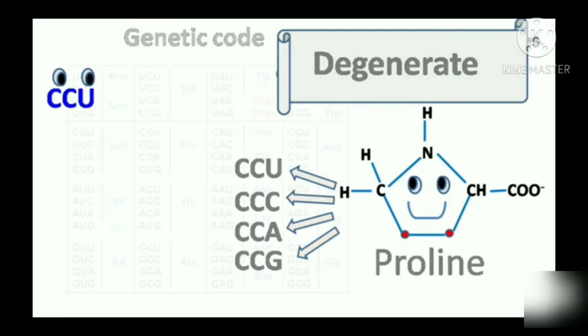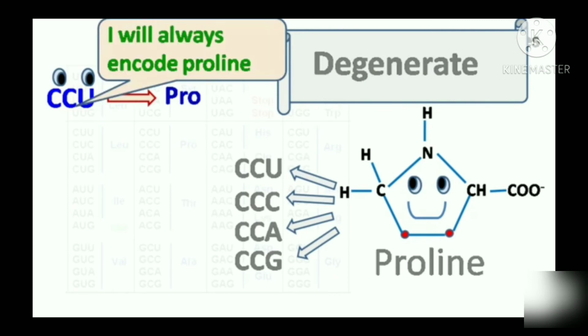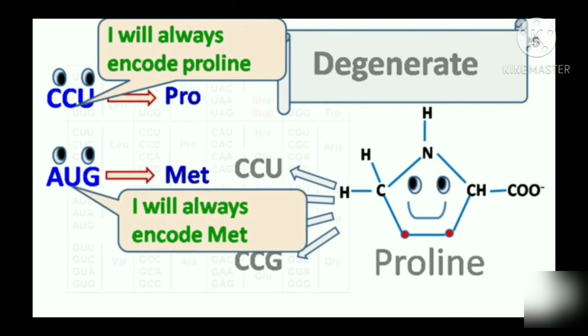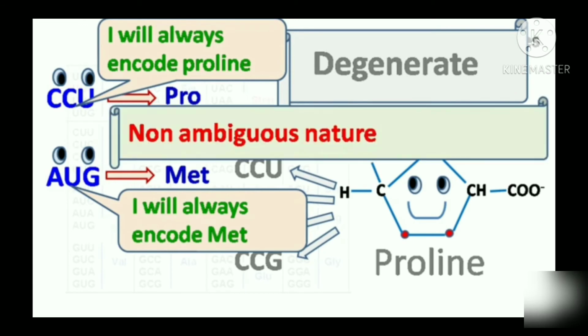However, a single codon will always code for a single amino acid. For example, CCU always codes for proline, AUG always codes for methionine. This property of genetic code is called non-ambiguity.